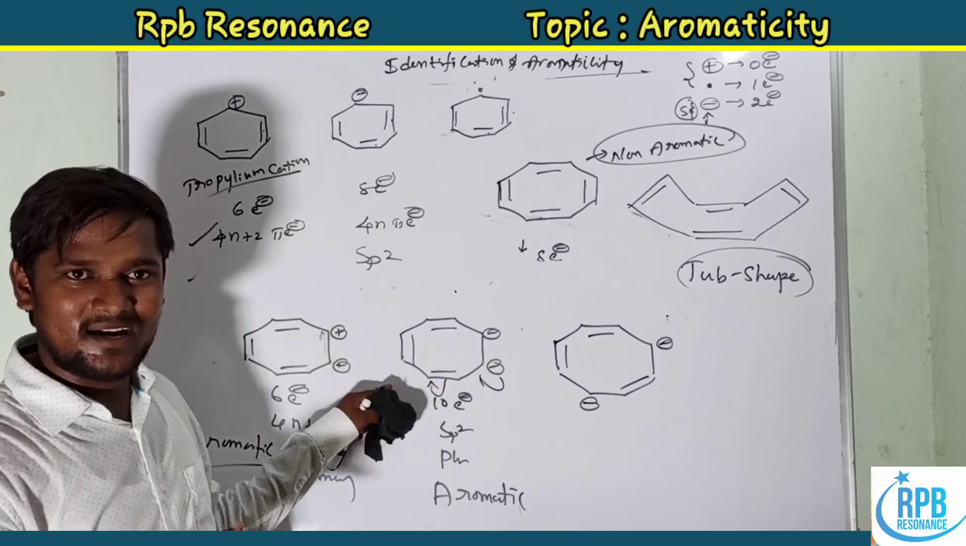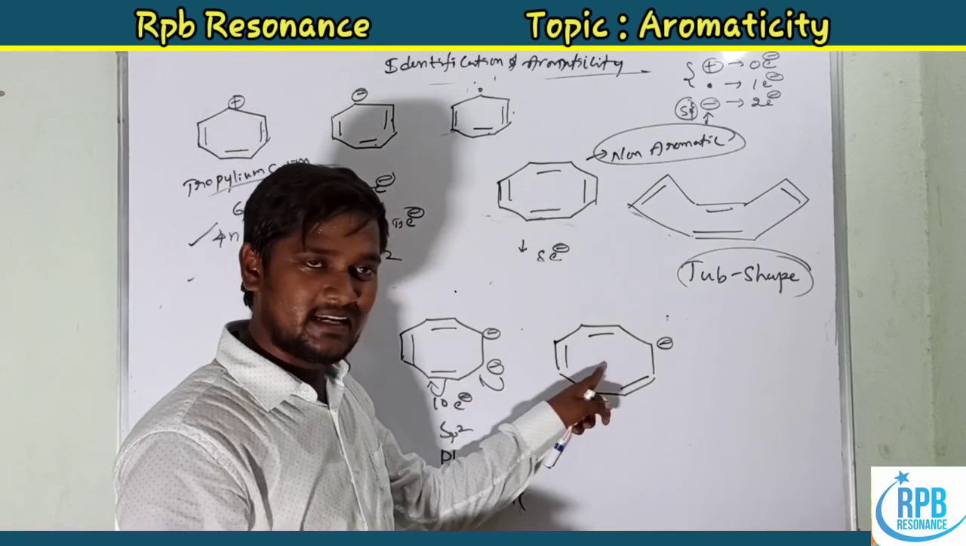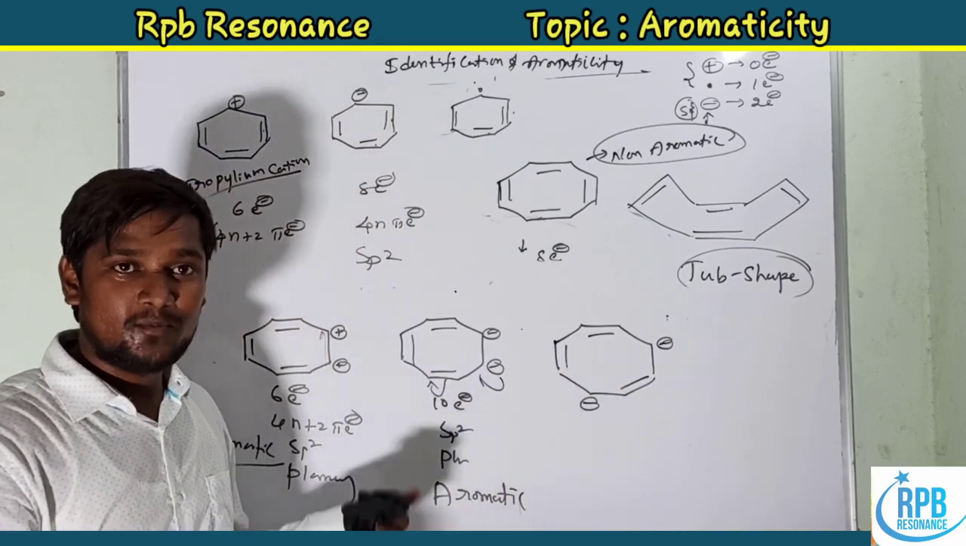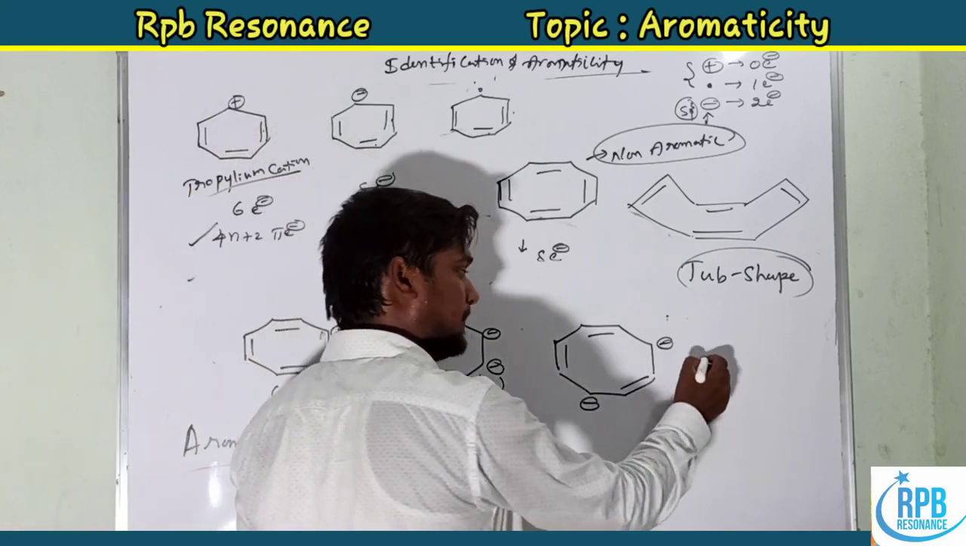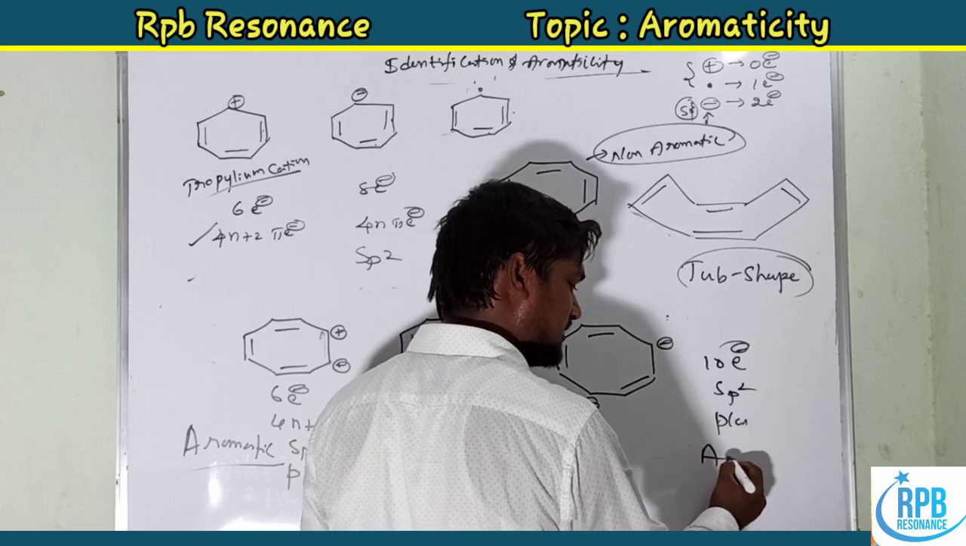Now here it is the double bond, like a dianion of cyclooctatetraene. Both are the same. Here both have 10 pi electrons. It is an sp2 planar molecule, that's why it is also aromatic.